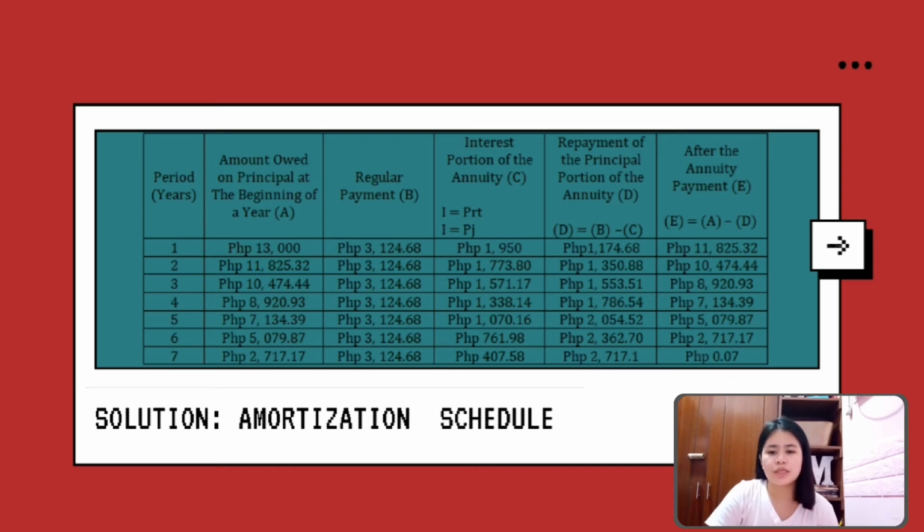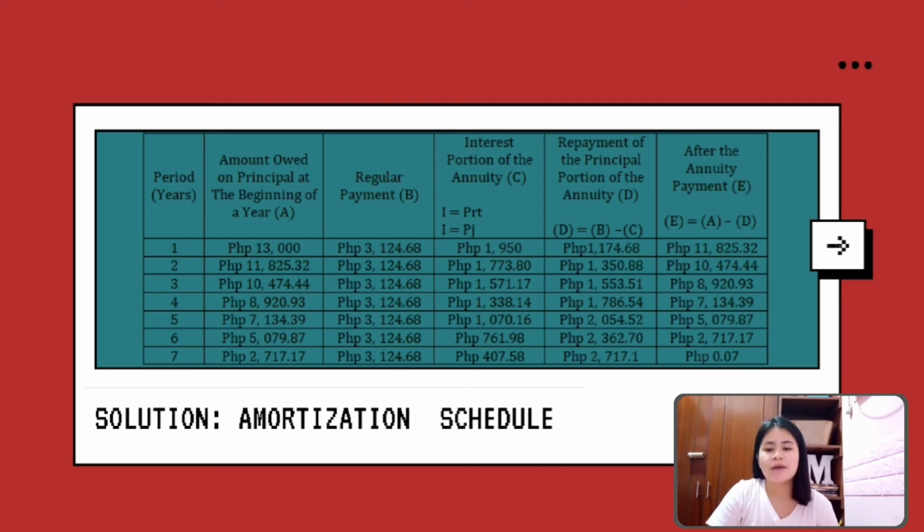To get column D, or the repayment of the principal portion of the annuity, subtract column C from column B. For example, in year 1, we have 3,124 pesos and 68 centavos in column B, and we have 1,950 pesos in column C. Subtracting 3,124.68 minus 1,950, we will get 1,174 pesos and 68 centavos.